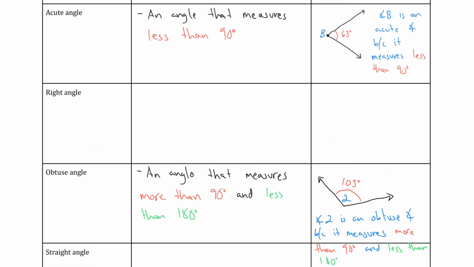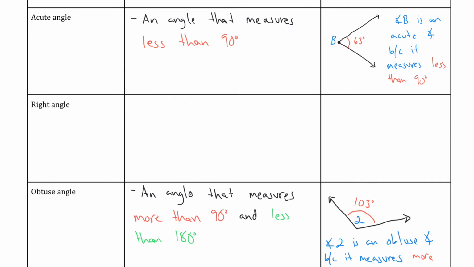All right. Right angles. So we talked about two different angles already. Acute angles that measure less than 90 degrees. Obtuse angles that measure more than 90 degrees and less than 180 degrees. So we now need to also consider an angle that measures exactly 90 degrees. And that is what a right angle is.